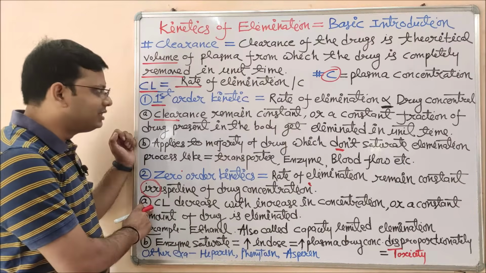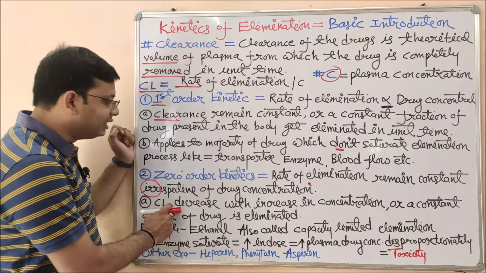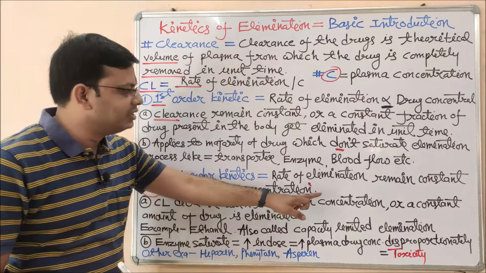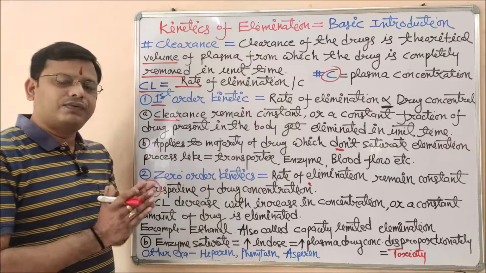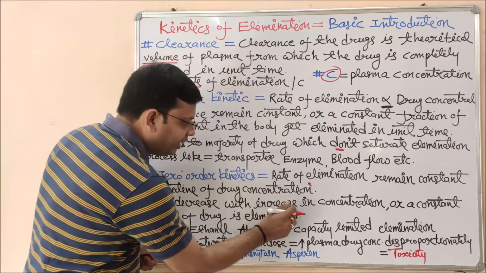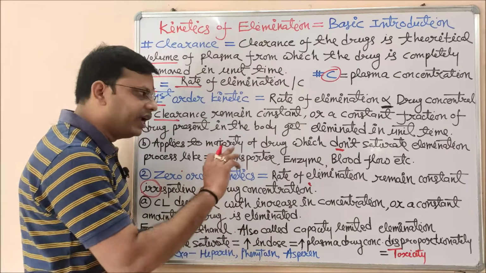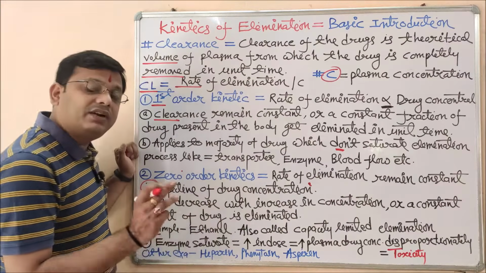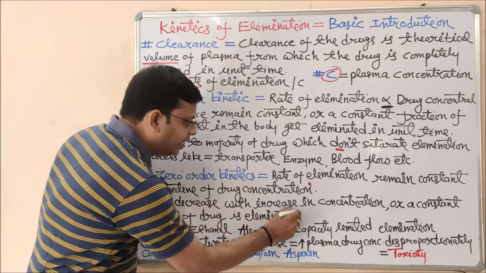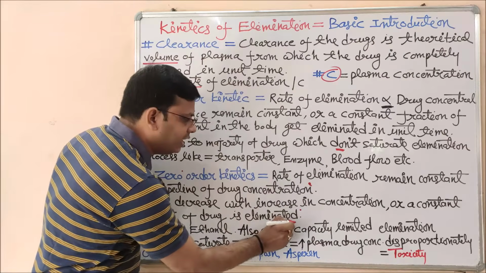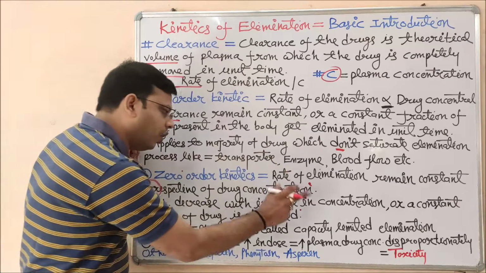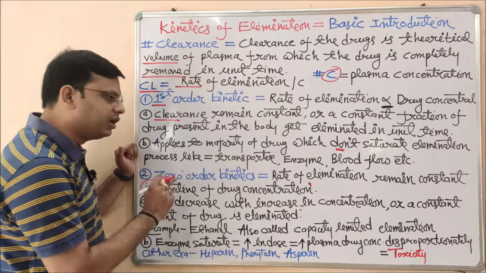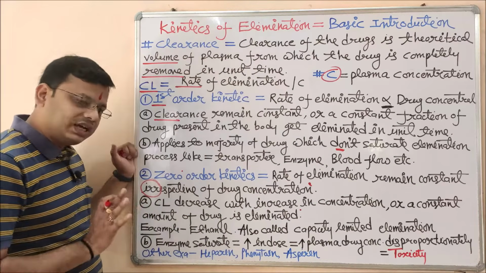So clearance, that is Cl, represents the clearance. Clearance decreases with increase in concentration. So if clearance is decreased, there will be an increase in the concentration. Or we can say in other words, a constant amount of drug is eliminated from the body. I have already explained, if you are using this word eliminated, then you should use body. But if you are using the clearance word, then you should use plasma. These two things are very important.